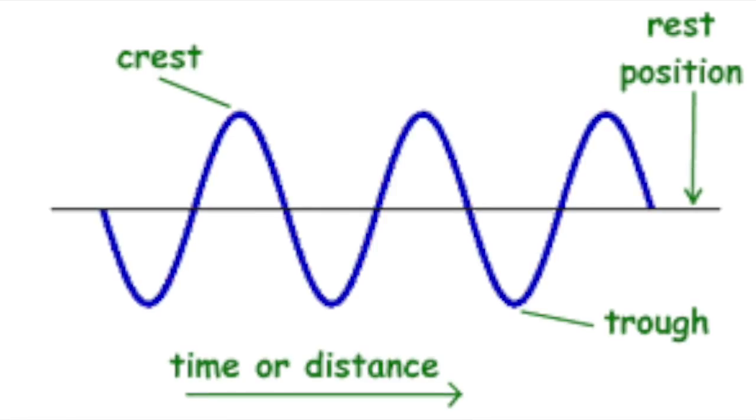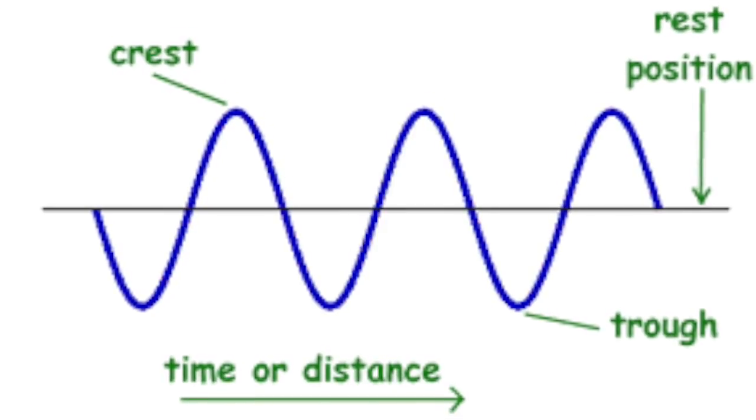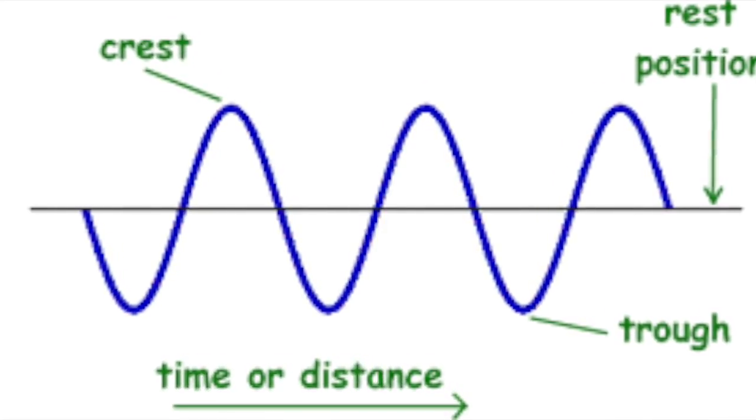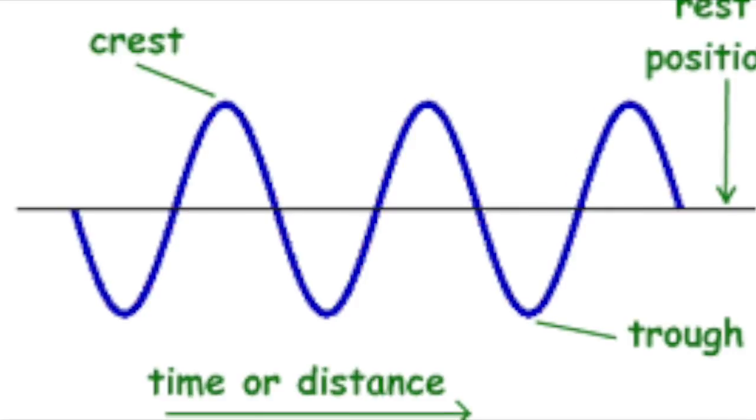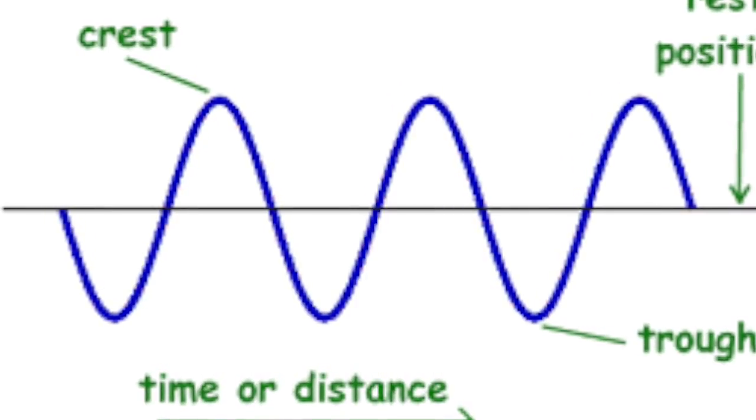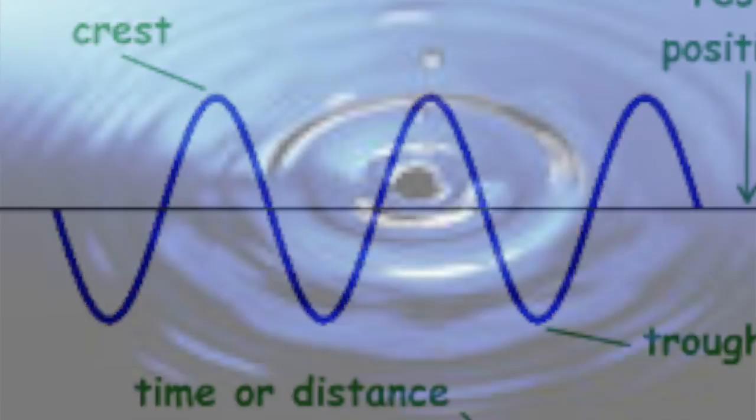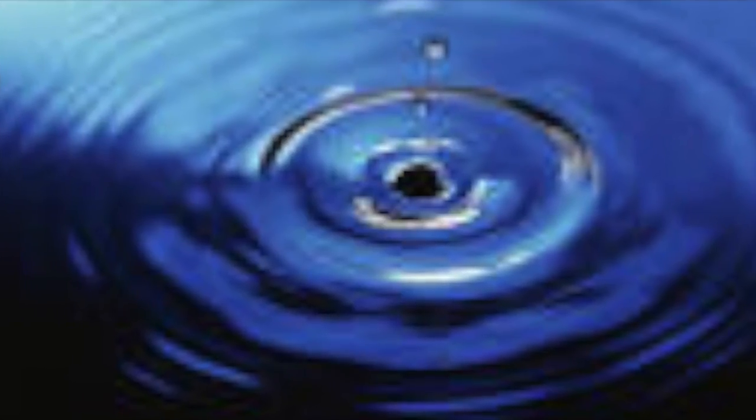A transverse wave is a wave in which particles of the medium, the substance which the wave travels through, move in a perpendicular direction to the direction of the wave. Propagation is another term for the way waves travel. An example of a transverse wave includes a ripple in a pond.